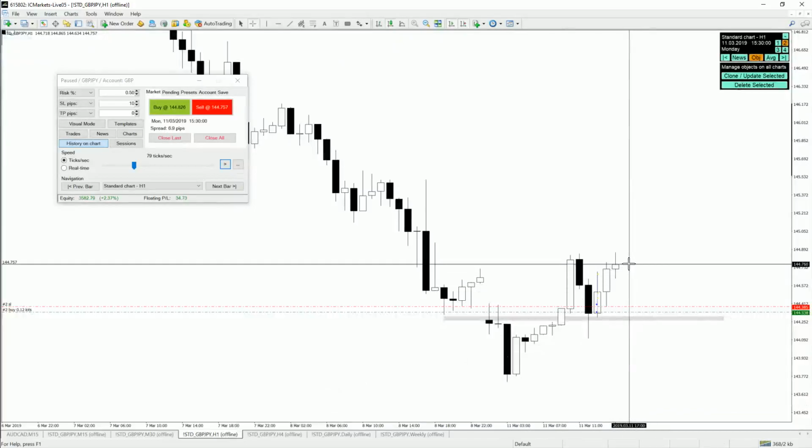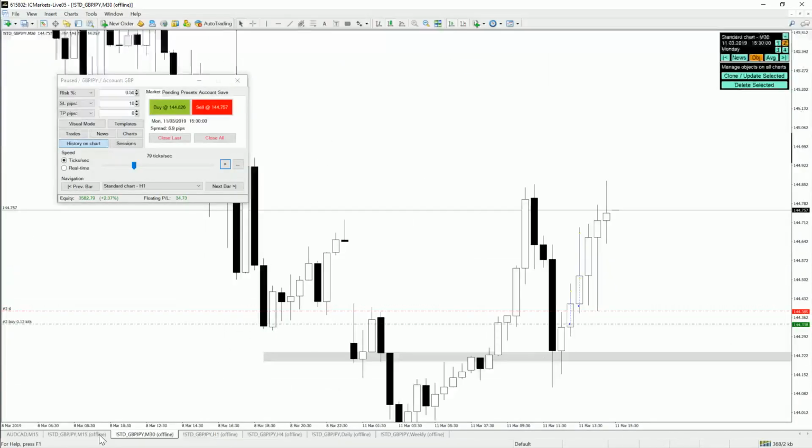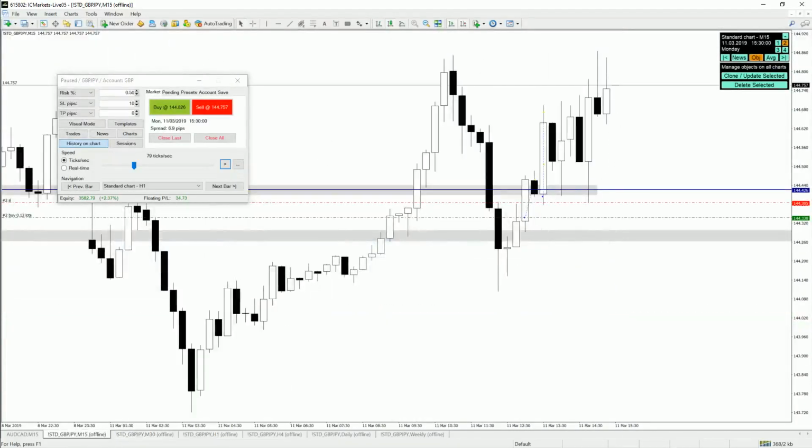The 1 hour candle is still open. Let's see what the 15-minute candle did. The 15-minute candle broke above this area with this big volume candle. We had a support form on the 15-minute time frame, it went up, and then this candle came down.